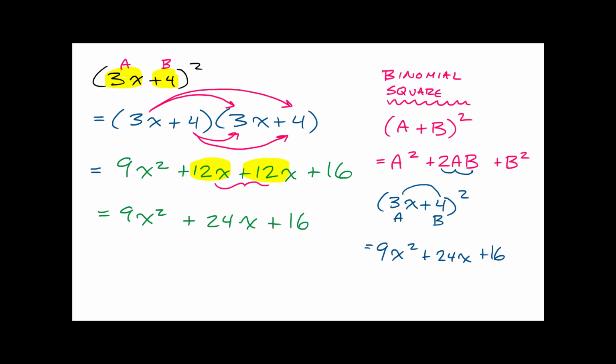So let's try applying this to some more examples. All right, so notice we got another binomial square, but in this case there's a minus in the middle instead of a plus. But the same idea applies.